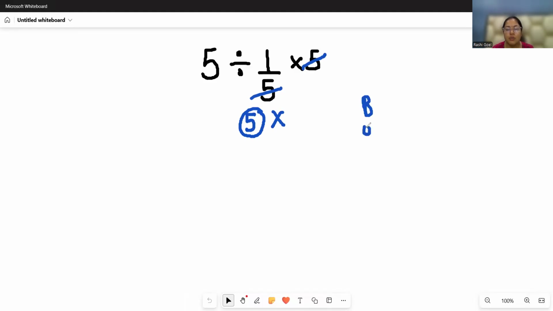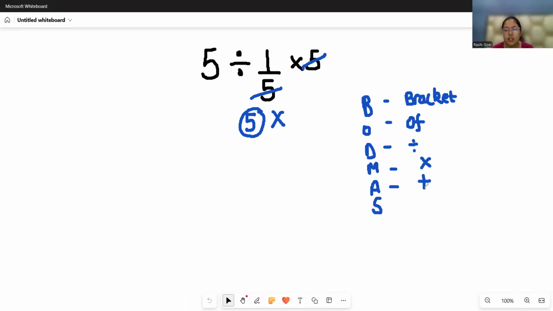As per the BODMAS rule, B stands for bracket, O stands for of, D stands for division, M stands for multiplication, A stands for addition, and S stands for subtraction. We know that multiplication and division both have the same priority. But what people forget is that we have to always solve from left to right.